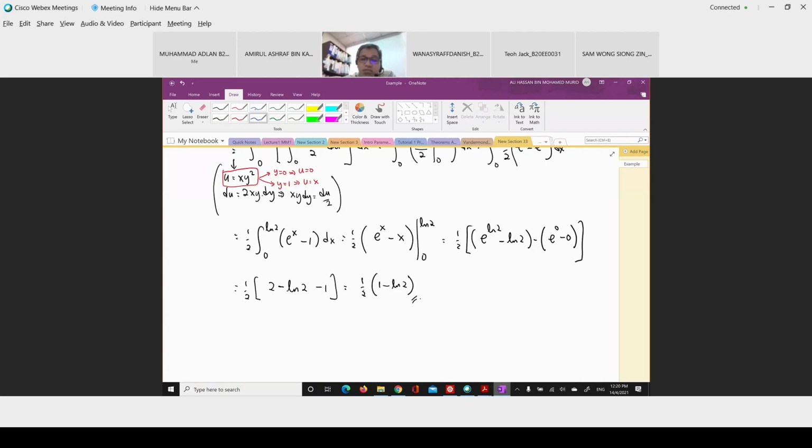I hope you can see why this is equal to 2, because in general, we have e to the ln A is equal to A, right? e to the ln A is the same as A. So you need to know some basic facts. You need to remember some of these basic facts.